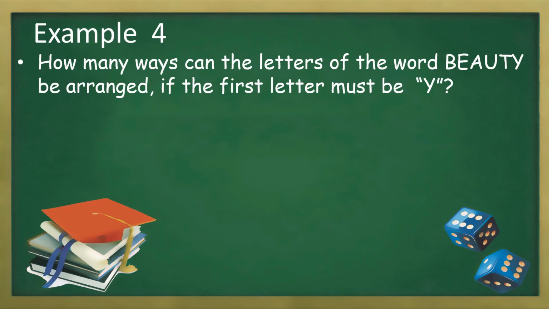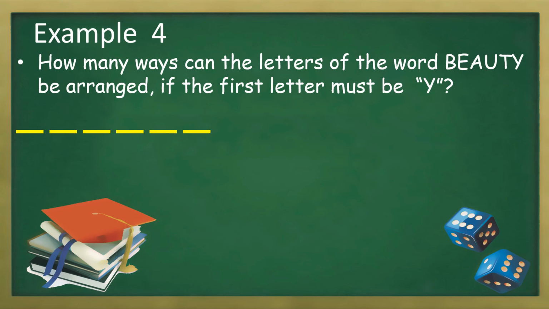Okay, so let's have another example. How many ways can the letters of the word beauty be arranged if the first letter must be Y? This is almost the same as the previous example, except that this time we are given a condition. So we're going to arrange the letters of the word beauty, but the first letter must be Y. So if we're solving a permutation problem with a given condition, the first thing you're going to do is to satisfy the condition.